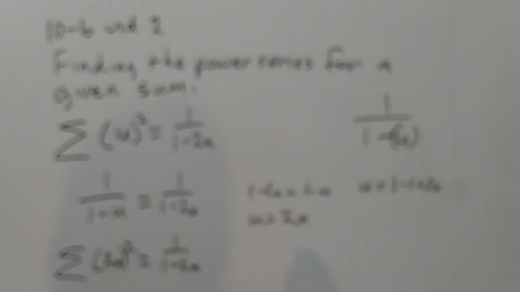To know the domain for x, we use what we learned before. Multiplying by 2 shrinks it by 1/2, and so it's going to be less than 1/2 and greater than negative 1/2.